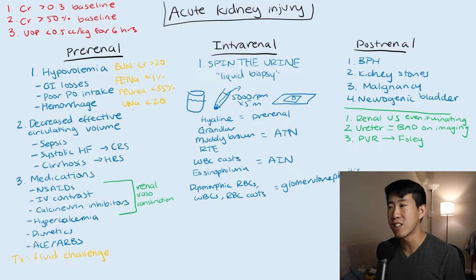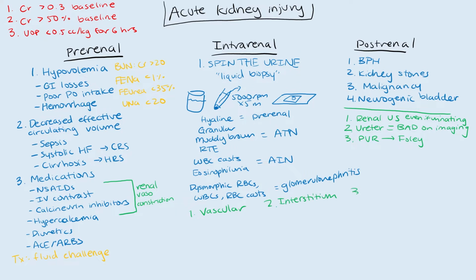All right, but going back into intrarenal causes of AKI, the way that really makes the most sense for breaking this down is just going through the nephron and going through the different components of it and seeing what part can be inflamed or broken, right? So the first part is going to be vascular. The second part is going to be interstitium. Third is going to be glomerular. And then fourth is going to be your tubule.